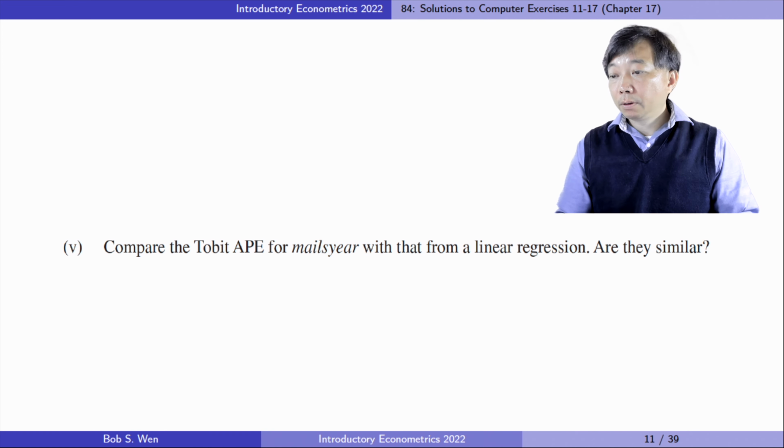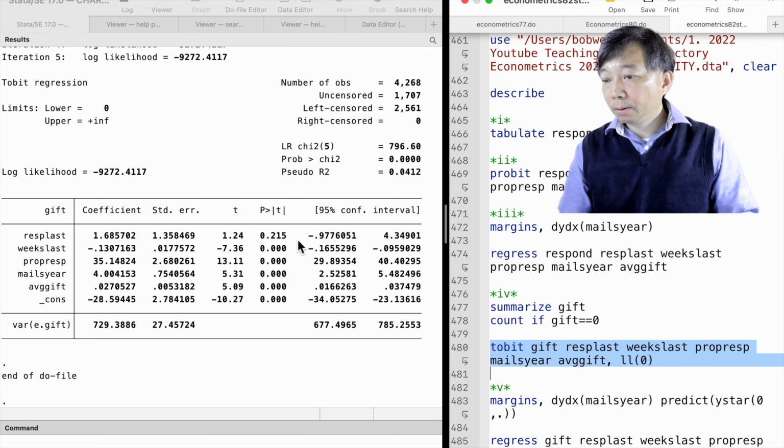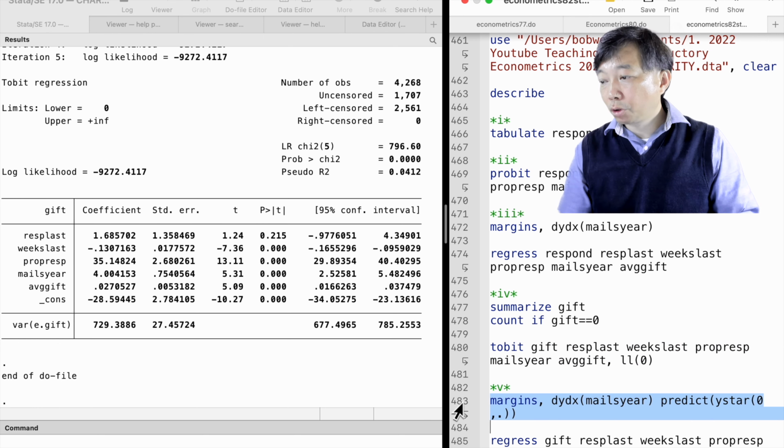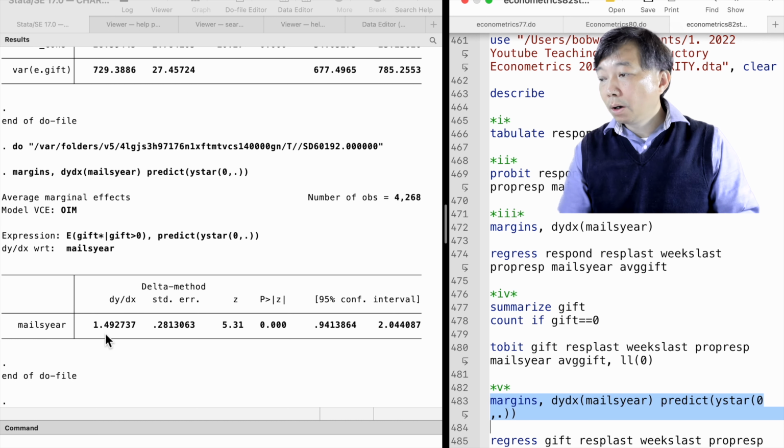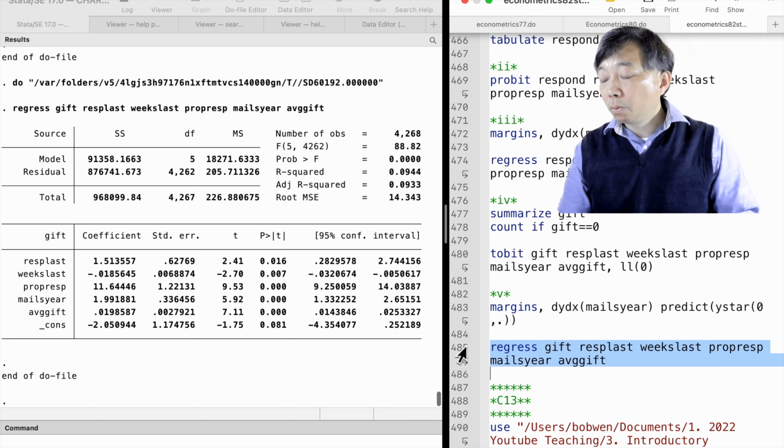In Part 5, compare the Tobit average partial effect for mails per year with that from a linear regression. Are they similar? We use the margins command to obtain the Tobit average partial effect. It is 1.49. The average partial effect from linear regression is the coefficient on the variable, 1.99. They are not similar.